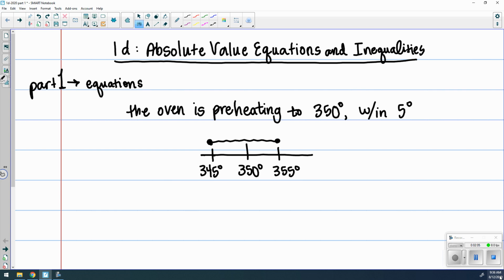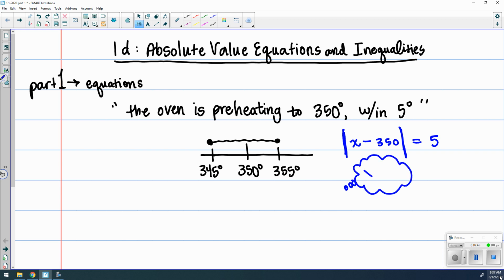All right, so that's kind of a real-world example, and we can visualize it pretty easily on the number line, but can we write an equation to represent this? And that's what we're going to really be working on in the next few days. All right, so what I can do here is I can say that the absolute value of my oven is within 5 degrees. So inside my absolute value bars, then I put x minus 350. And you're probably thinking, why minus 350? Why not plus 350?